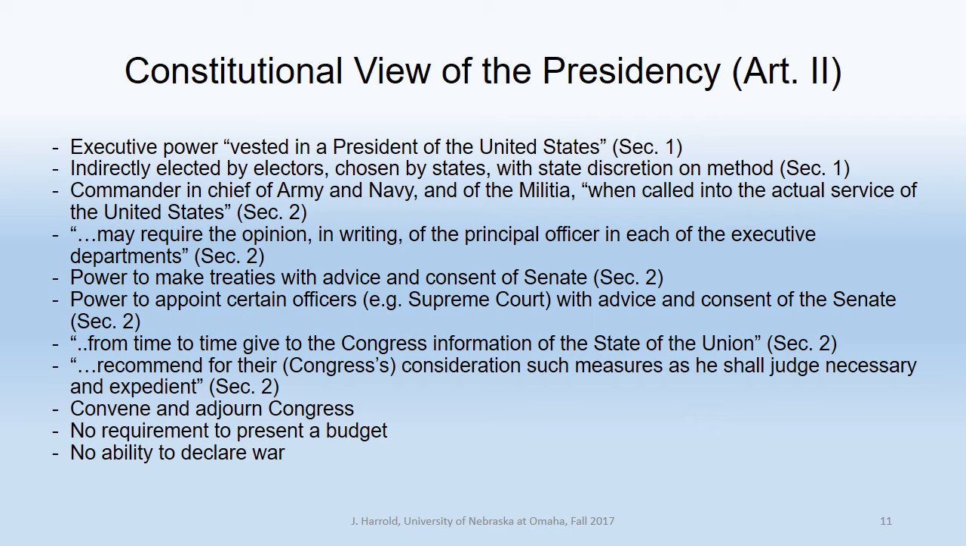Unbelievably, the president has the power to convene and adjourn Congress. It's never been used. There is no requirement in the Constitution for the president to submit an executive budget. Prior to 1920, each department submitted a budget to the Congress without necessarily coordination from the president. There is no ability of the president to declare war unilaterally without the Congress. And this is the constitutional view of the presidency.